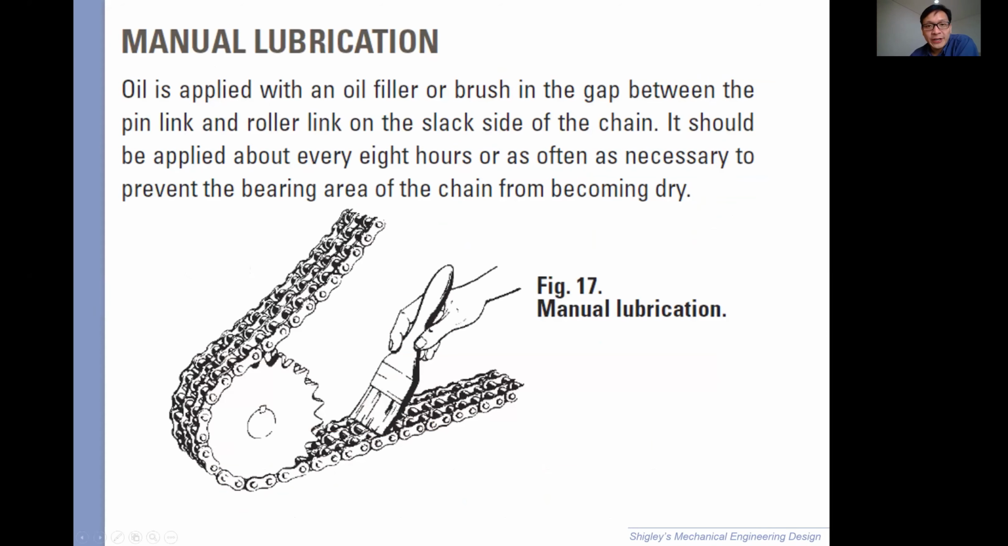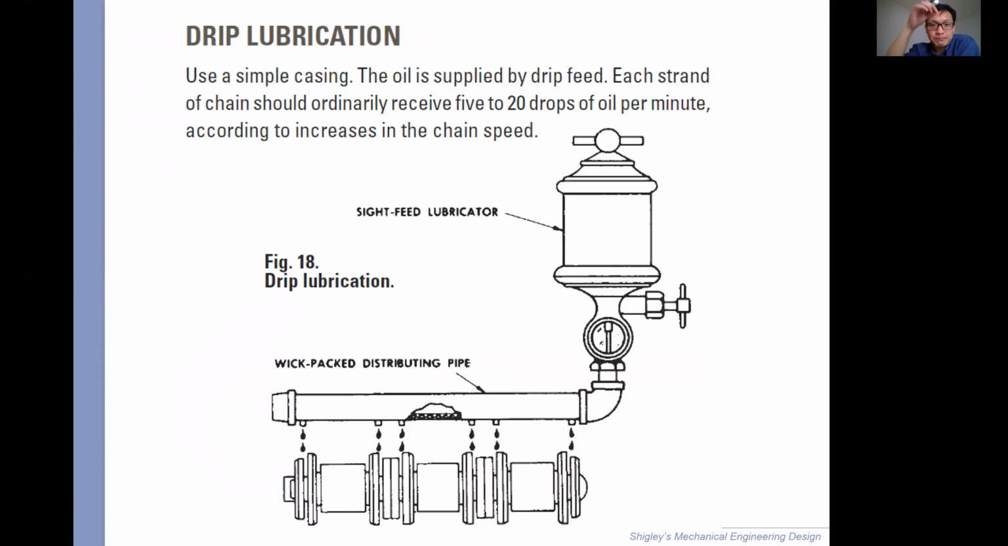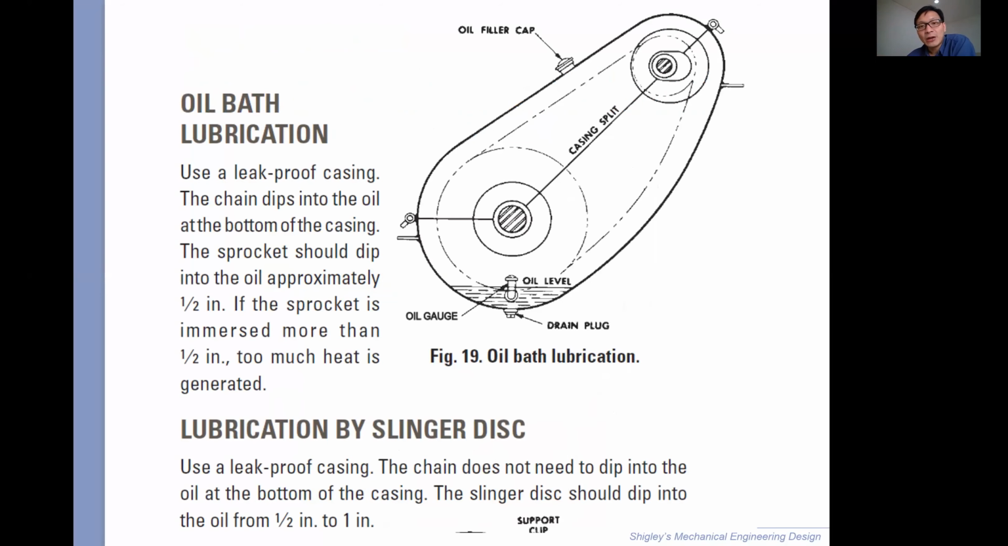You can do manual lubrication. You can do drip. Jadi sambil dia operating, ada dripnya. Mungkin bisa di-recirculate juga. Bisa oil bath, direndam. Jadi as it goes around. Tapi ini butuh casing jadinya ya. Kalau misalnya seperti ini, you need a sealed casing. Jadi it goes through the oil bath.